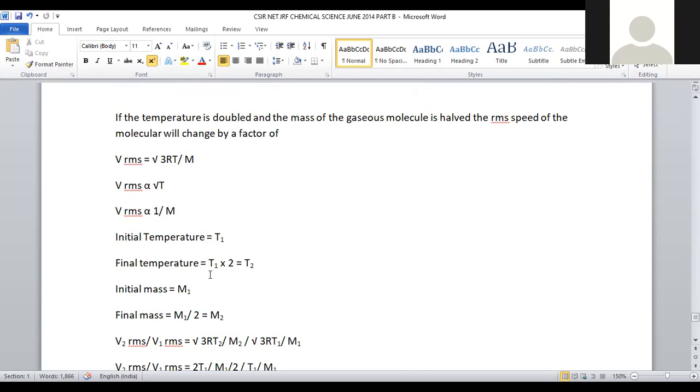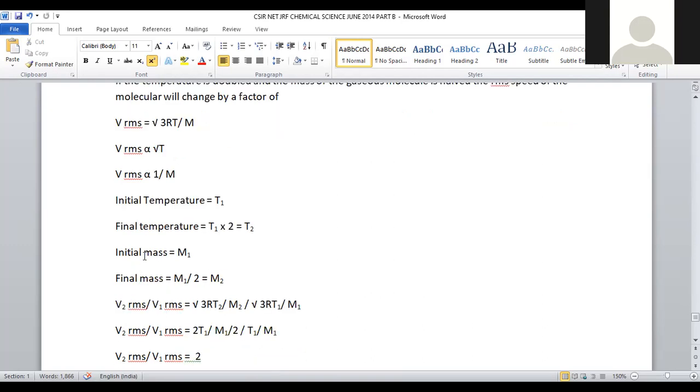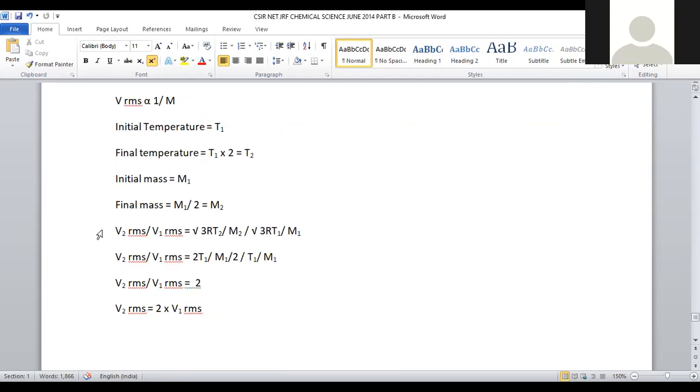Initial temperature is denoted as T1, final temperature is denoted as T2. It is doubled, right? That's why we can write T1 into 2. Initial mass can be taken as M1, final mass can be taken as M2. That M2 is nothing but half of M1 because the mass got halved during the transformation. Now let us take the ratio V2 by V1. V2 RMS by V1 RMS is given by under root 3RT2 by M2 by under root 3RT1 by M1. So T2 is nothing but 2T1, then M2 is nothing but M1 by 2.